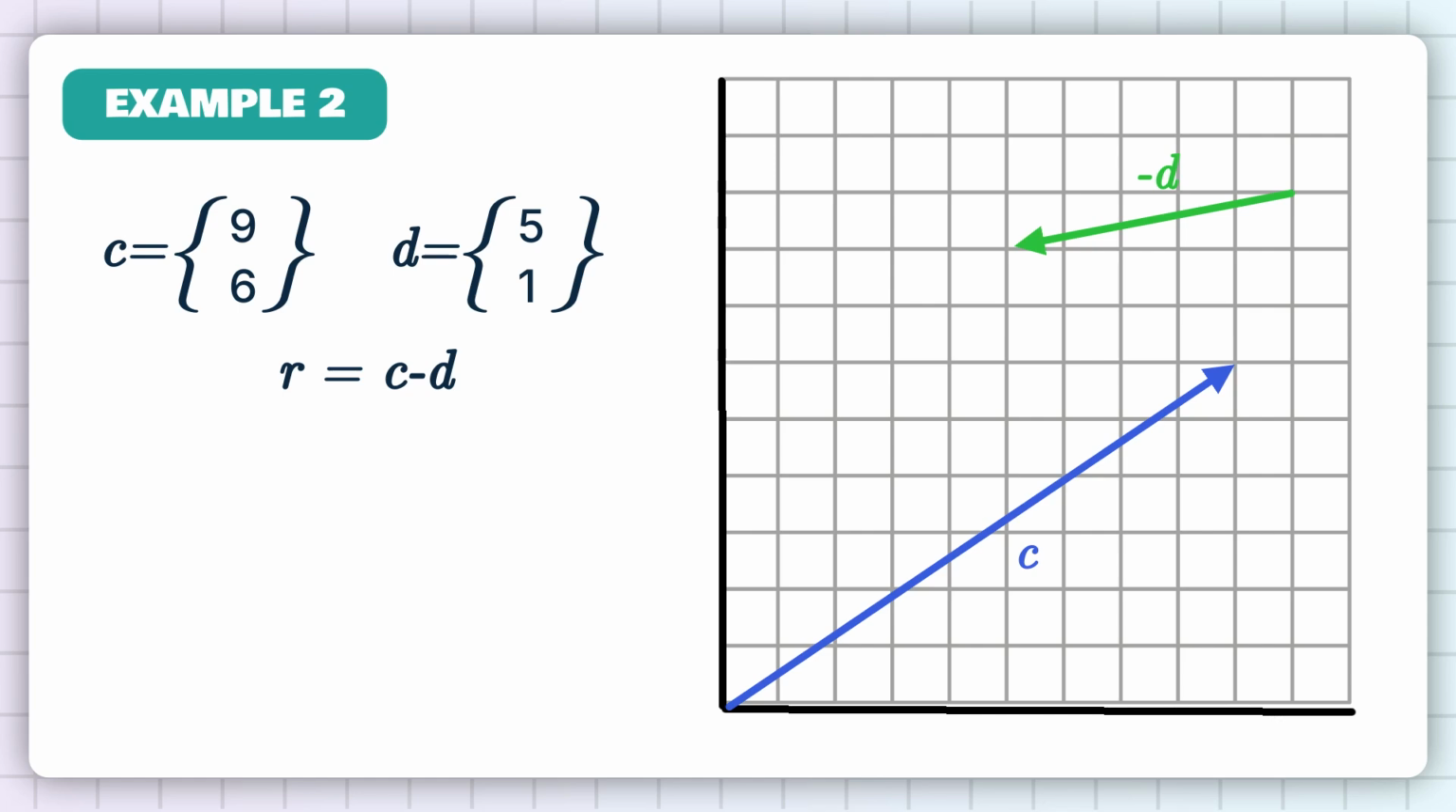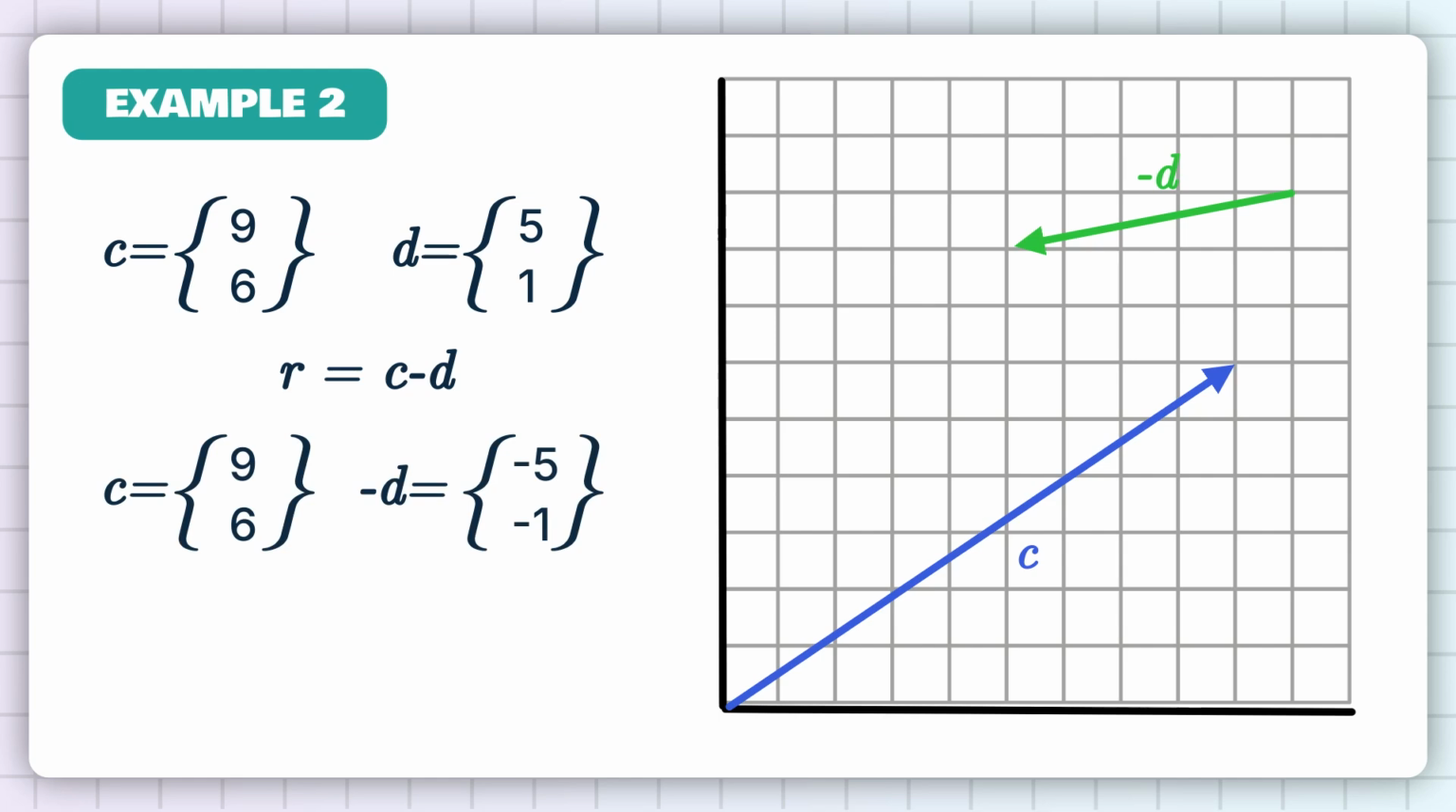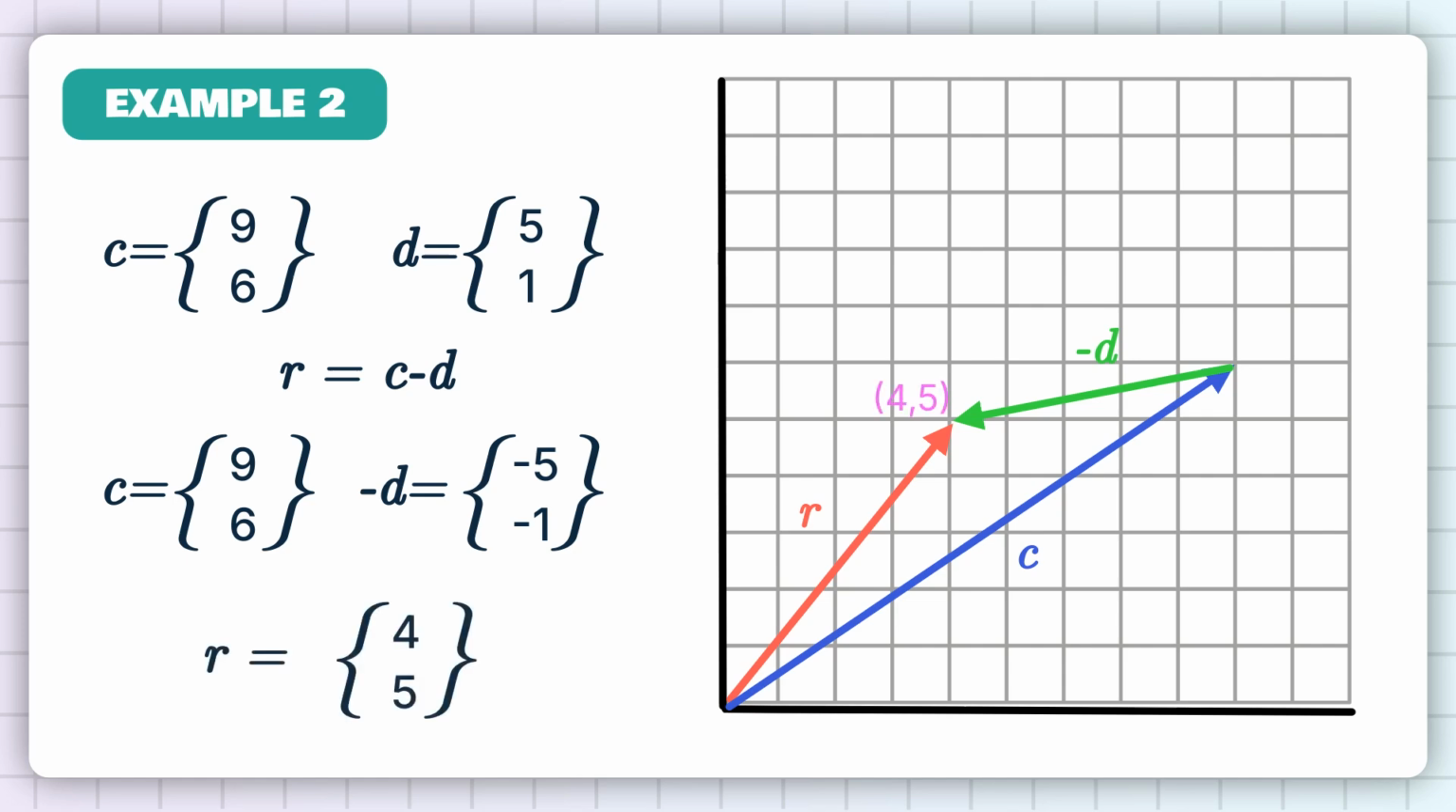This can also be seen as making it negative, so the vector minus d equals minus 5 over minus 1. Then starting from the head of vector c, we can plot vector minus d. Finally, we can plot our resultant vector of c minus d, starting from the origin and connecting to the head of vector minus d. The resultant vector meets vector minus d at the point 4, 5, and therefore this is the answer to vector c minus vector d.